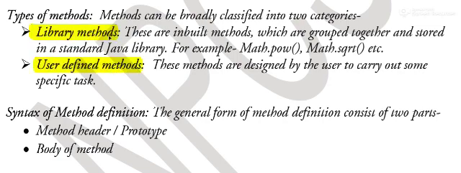Library methods are those methods that are already inbuilt, for example, Math.pow, Math.sqrt, etc. User-defined methods are the methods which are designed by the user to carry out some specific task. In this chapter, we have to study the user-defined methods. How can we create our own method to do different types of work?